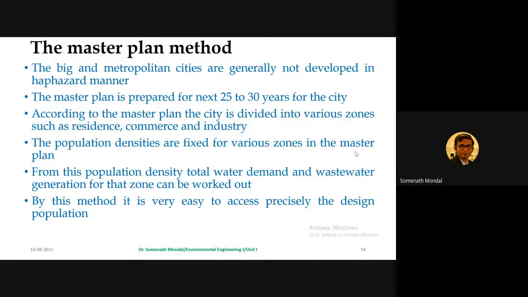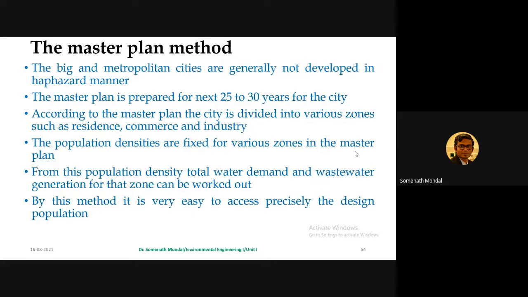So the master plan prepared for a city is generally such as to divide the city into various zones, and thus to separate the residents, commerce, and industry from each other. Fine. So the population densities are fixed for various zones in the master plan. From this population density, what total water demand and wastewater generation for that zone can be worked out. By this method, it is very easy to assess precisely the design population. Fine.